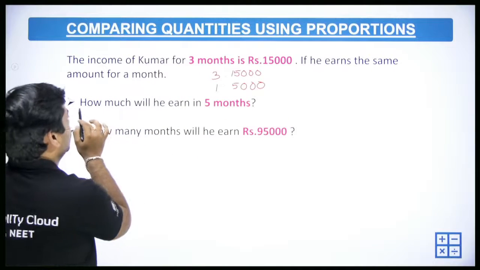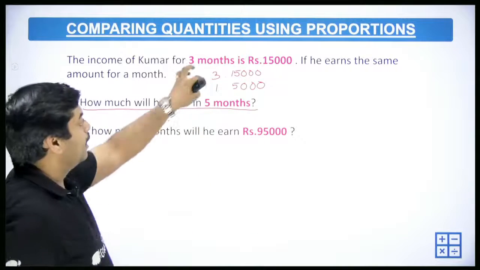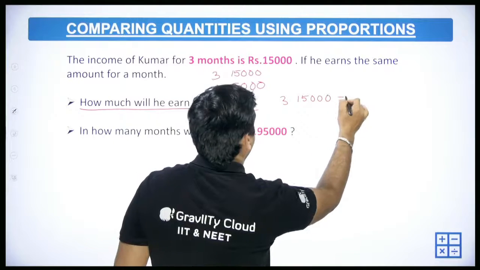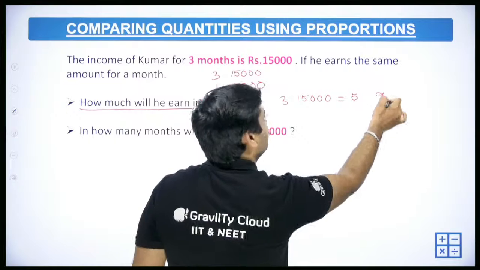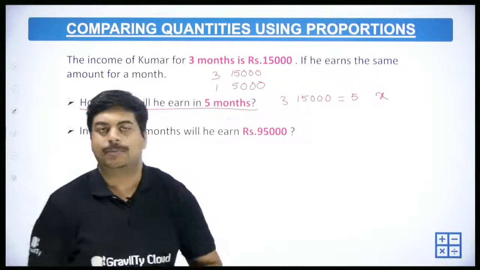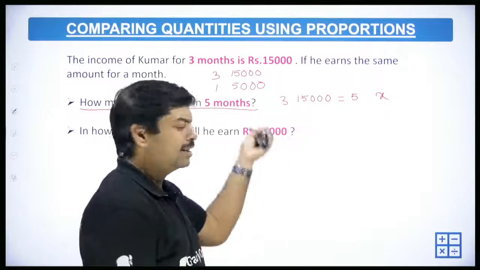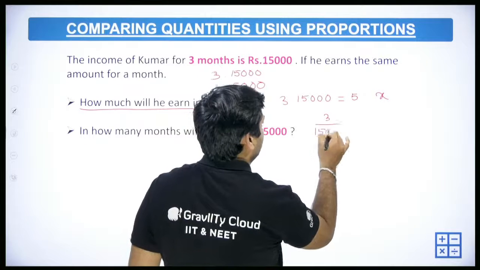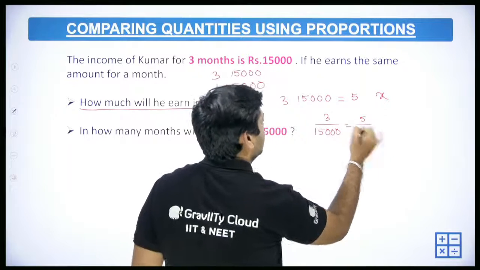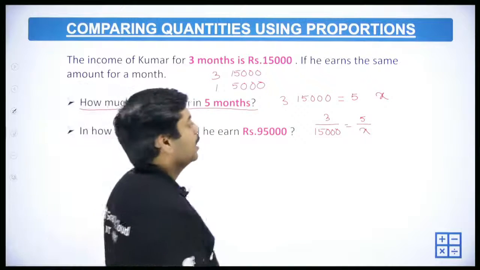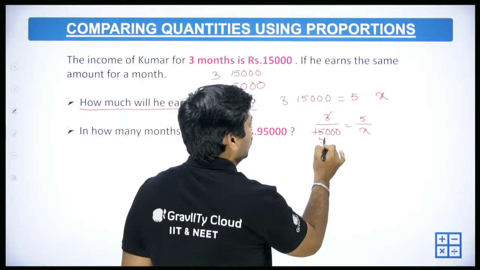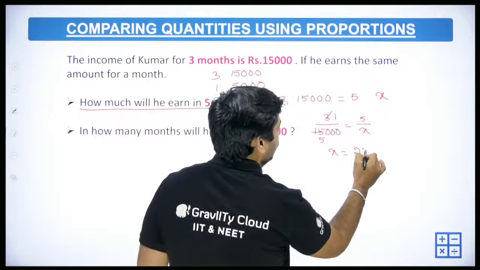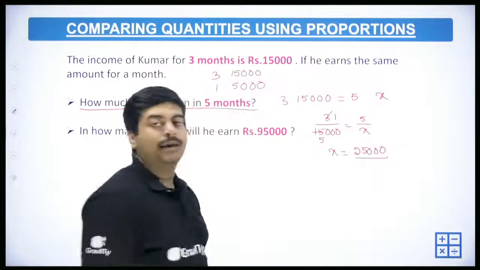how much will he earn in 5 months? For 3 months it is 15,000, which should be equal to 5 months and some X rupees, which we don't know. So how to solve this one? These are just fractions. So it is 3 by 15,000 is equal to 5 by X. 3 1s are 3, 3 5s are 15, so that is 5,000. If you cross multiply, X into 1 is X, equal to 5,000 into 5, which is 25,000. So for 5 months, his income will be 25,000.